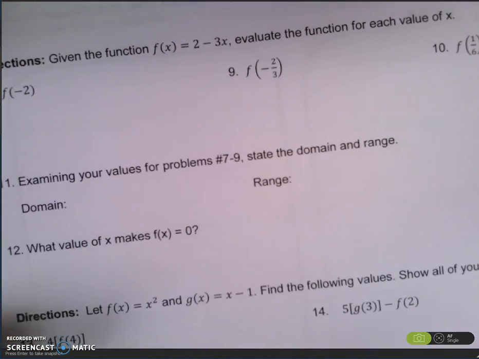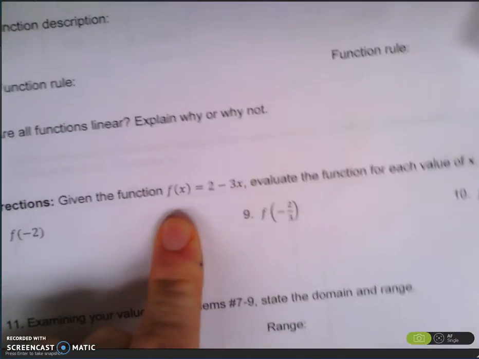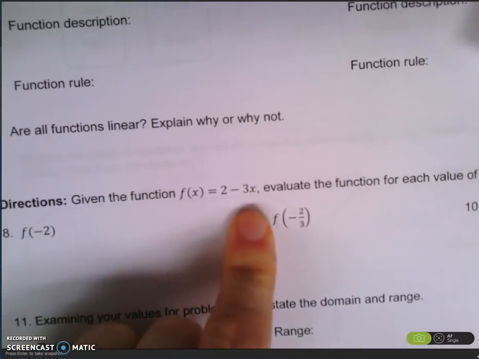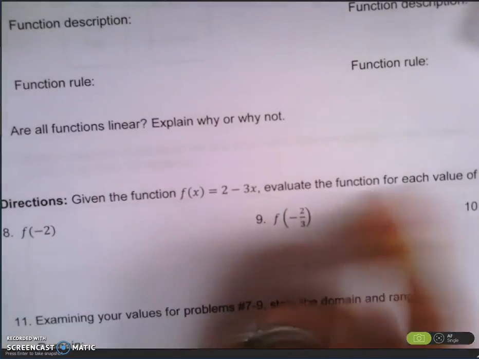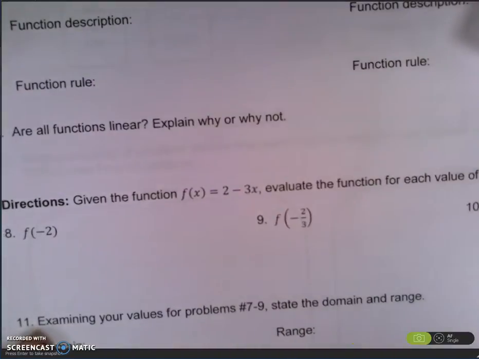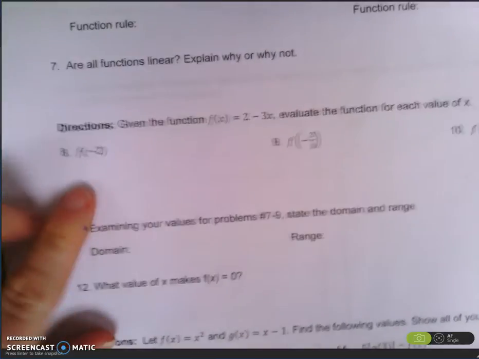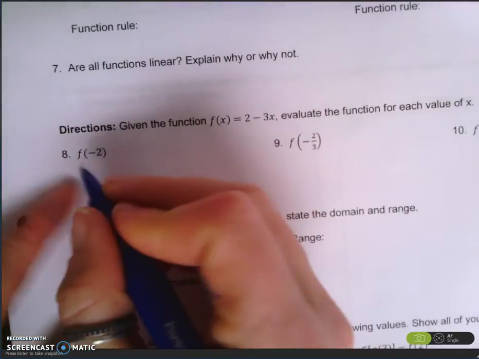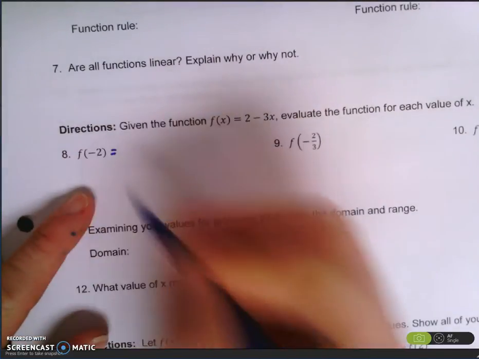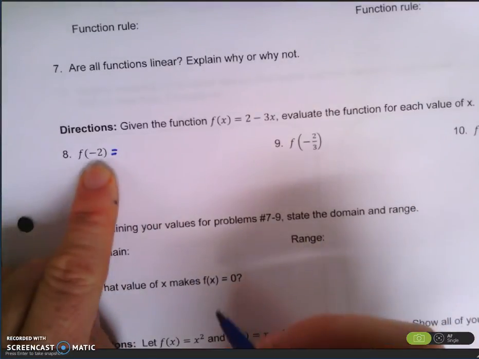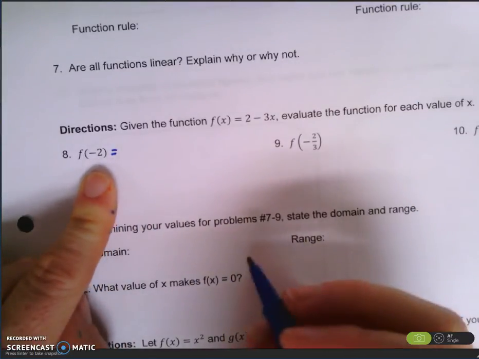So let's take a look at number 8, 9, and 10. Directions say, given the function f of x equals 2 minus 3x, evaluate the function for each value of x. So let's look at number 8. 8 says f of -2. F of -2 equals, well, that means to evaluate x when x is -2.